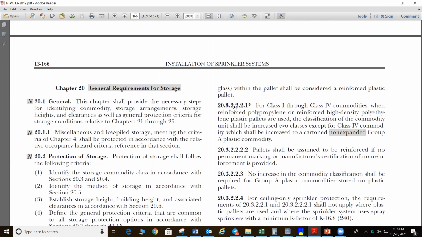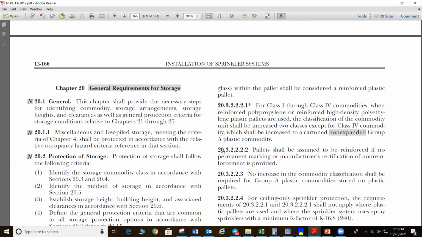Now 23.2.2.1 talks about class 1 to 4 commodities. When reinforced polypropylene or reinforced high density polyethylene plastic pallets are used, the classification of the commodity units shall be increased 2 classes, except for class 4, which shall be cartoned non-expanded group A plastic, right?